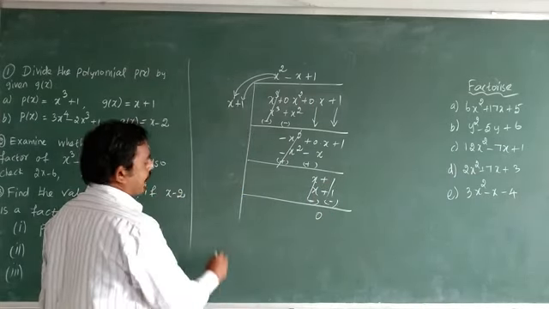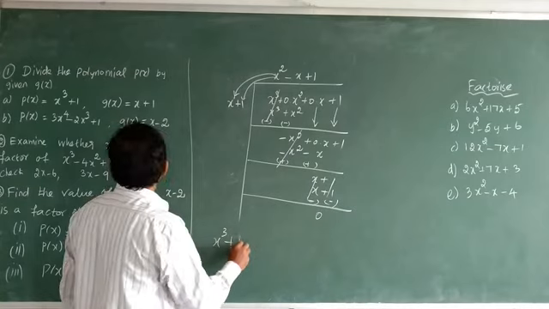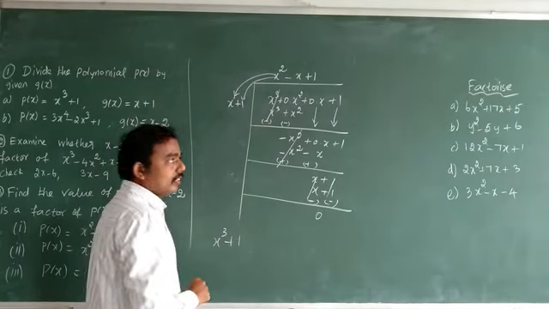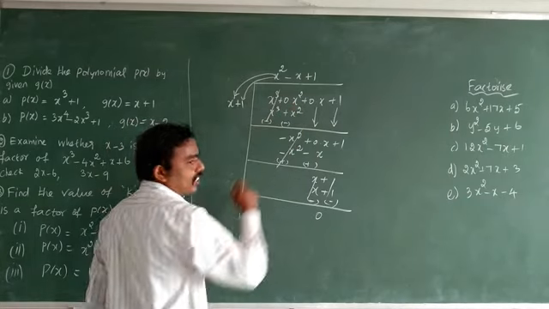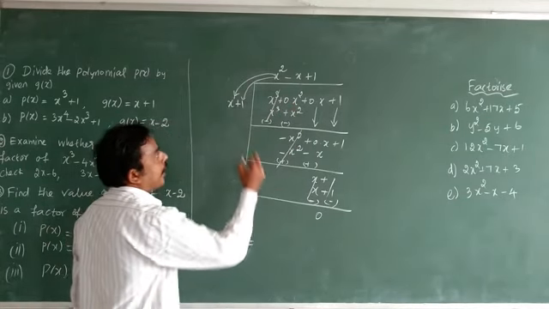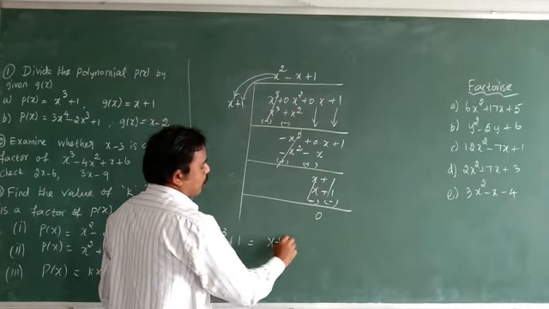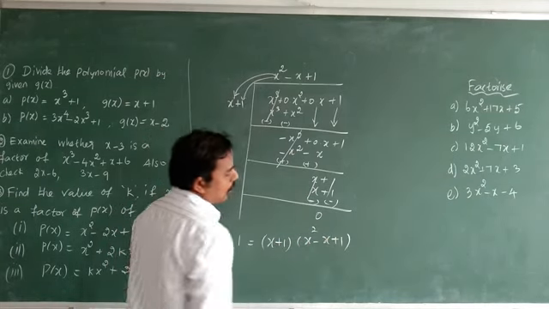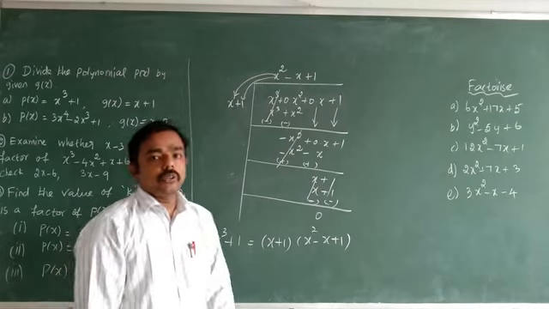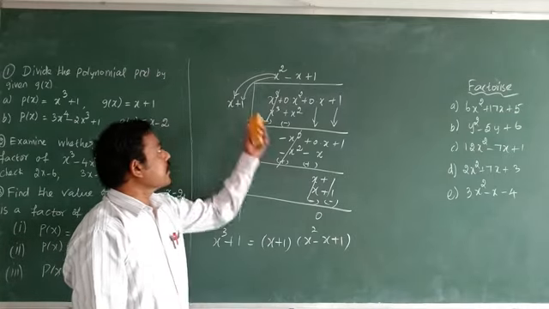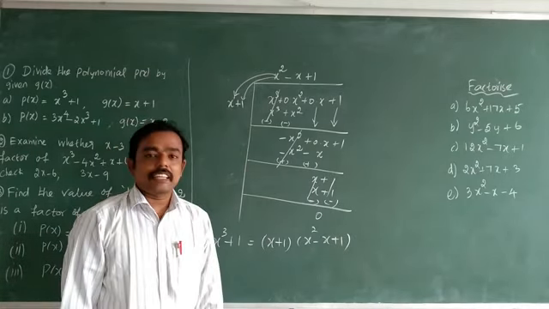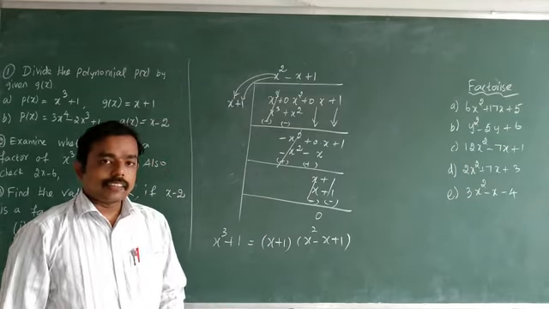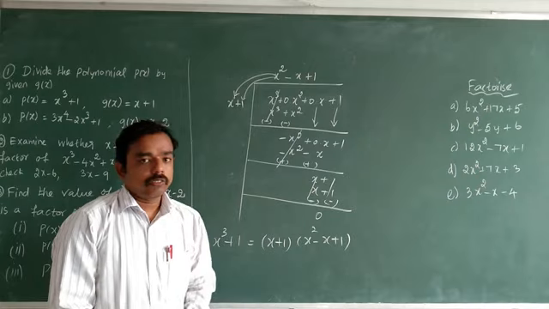So now how can you write x power 3 plus 1? We wrote this form for our division, for our convenience. You can write x plus 1 into x squared minus x plus 1. If you have remainder 0, you know that x plus 1 is a factor of this polynomial. So we can divide like that, introducing the coefficients. Okay.